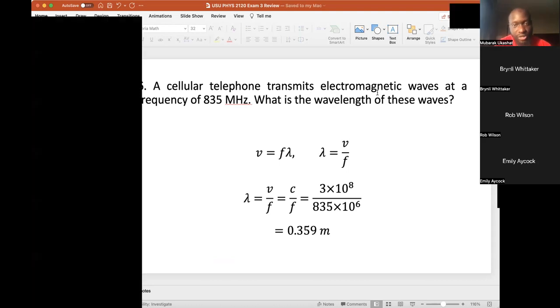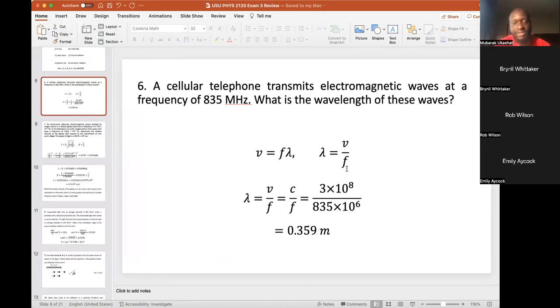So we can use speed equals frequency times lambda to find lambda as speed over frequency. So the speed will be the speed of light divided by the frequency we are given, 835 megahertz. Mega is times 10^6. We convert to SI units, then we divide the speed of light by this frequency times 10^6, and we get our wavelength in meters. Cool.